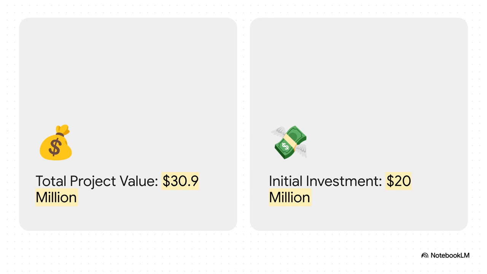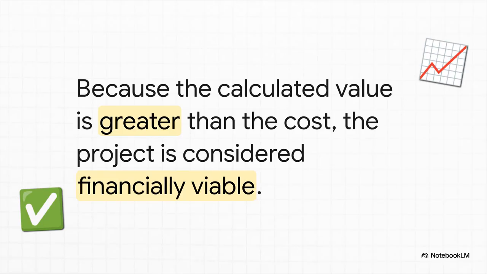So what's the point of all this? Well, now you can make a decision. You take that value, our $30.9 million, and you compare it to the cost. Let's say this whole project costs $20 million to get off the ground. Well, the verdict is pretty clear. Our analysis says it's worth almost $31 million, but it only costs $20 million. That looks like a pretty good deal. The project gets a green light, it's financially viable.